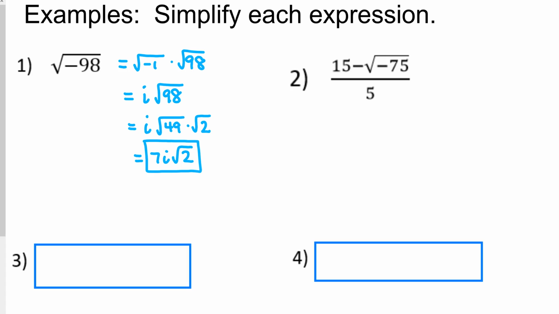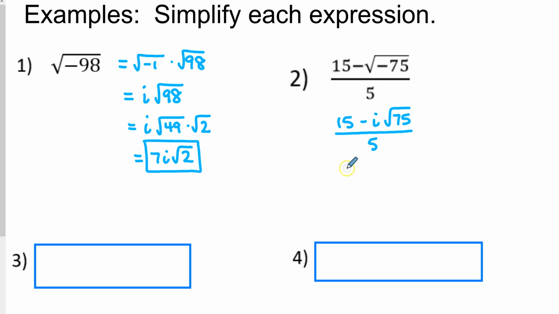All right, so this expression looks like something you might come across if you were using the quadratic formula, for example. And so we want to make sure we can simplify this sort of thing accurately. So just like number 1, we see that we have the square root of a negative. So the first thing we want to do with that is go ahead and change it into its imaginary form. So we have 15 minus i square root 75 over 5.